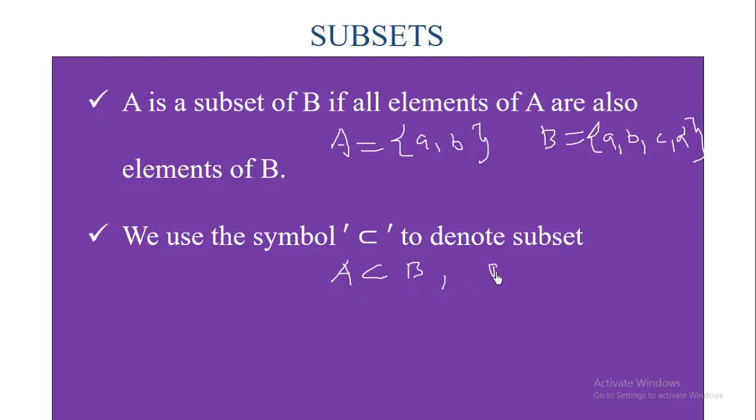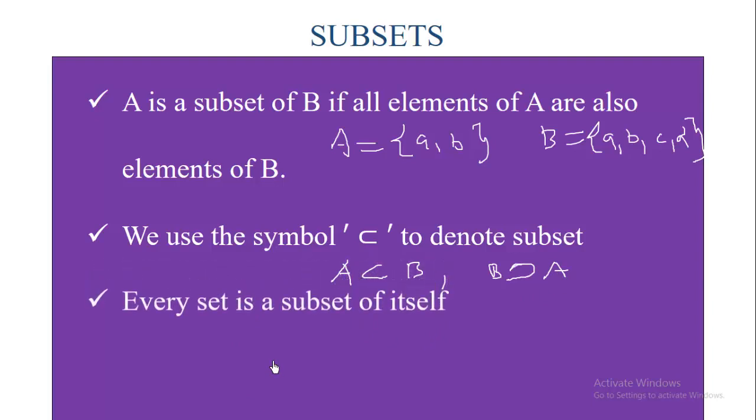Now the other way around will mean superset. So if you write it this way, then we say B is a superset of A. Every set is a subset of itself. From the definition of a subset, we say that if all elements of A are also elements of B, so all the elements of A are also elements of A. So set A is a subset of itself. A is a subset of A.